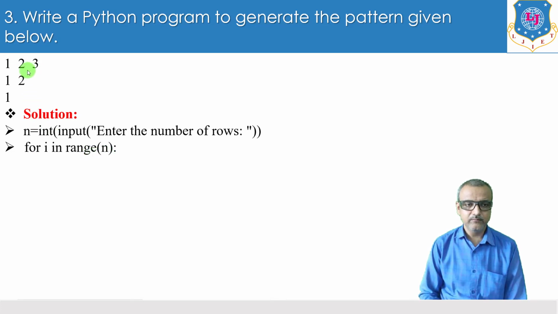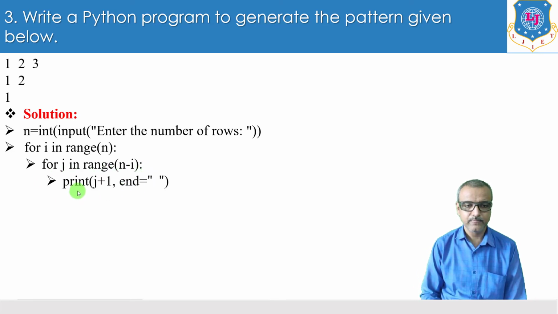Whenever the elements over here are different, they are not the same, then always keep in mind that we have to apply a nested loop. For j in range n minus i, print j plus 1, separated by space, and end equals to space.